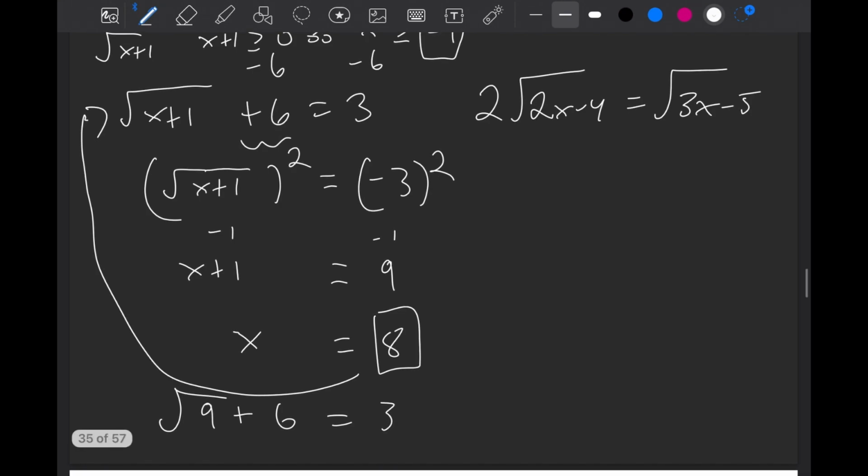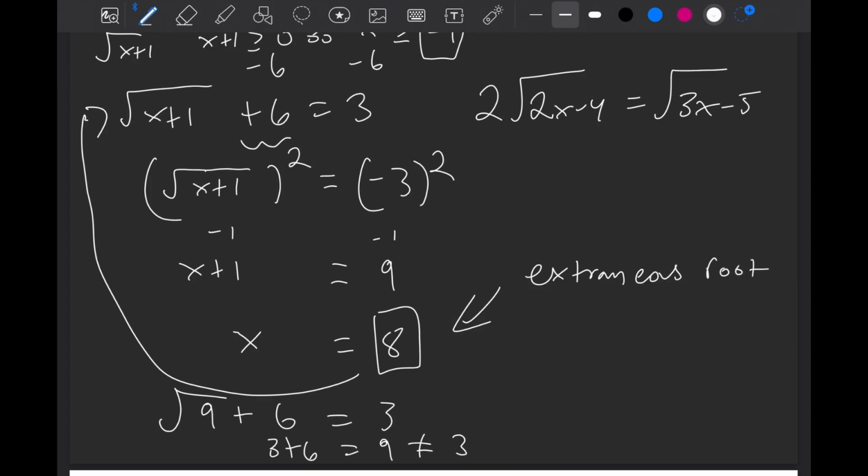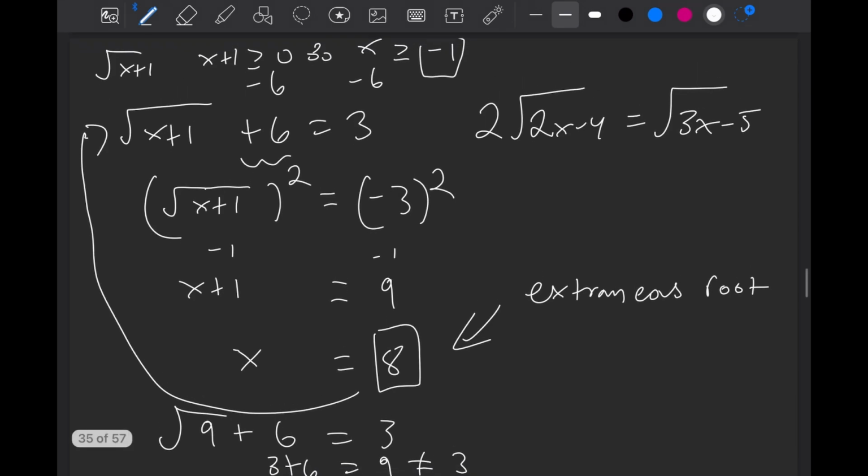So in this case, you would get 3 plus 6, which is equal to 9, but that does not equal 3. So this is an extraneous root. That just means that this answer would actually be considered an extraneous root, and it's not part of the solution, even though it is technically still within the domain. So therefore the question would actually have no solution.